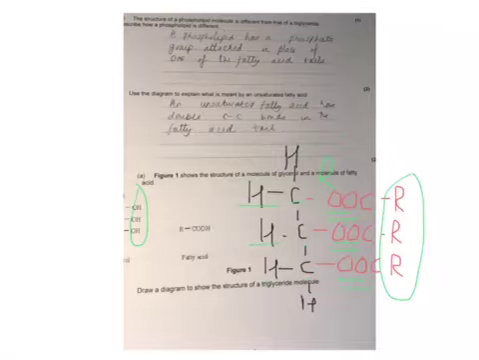So basically, you've got to draw it looking like that, with the oxygen bonded to the glycerol, 2 oxygens because it's an ester bond, and then the R group on the other side. Each one needs an R group as well.